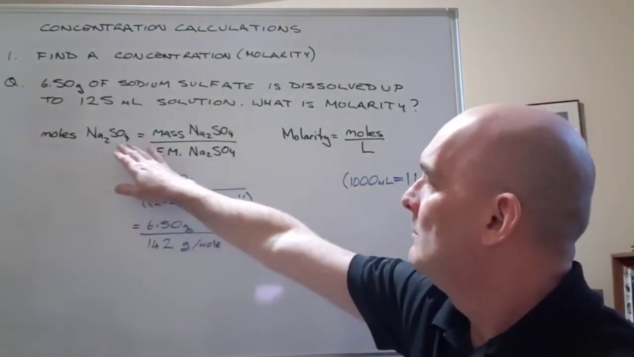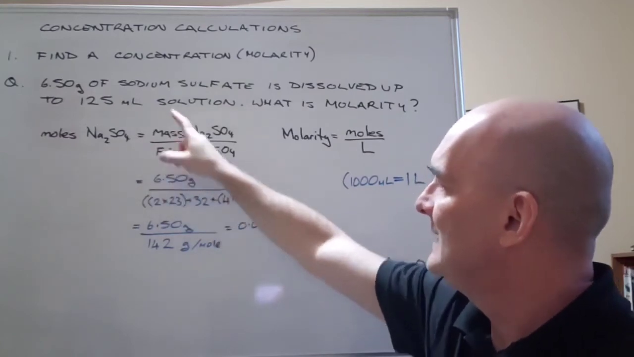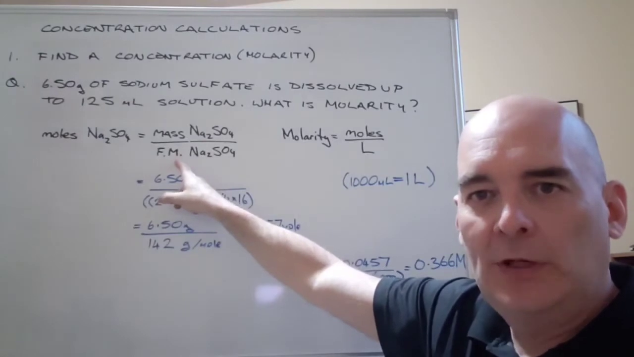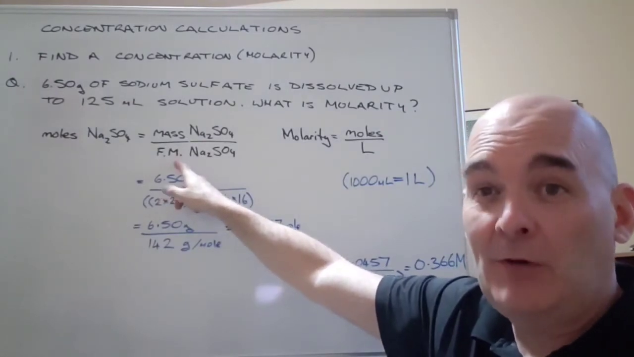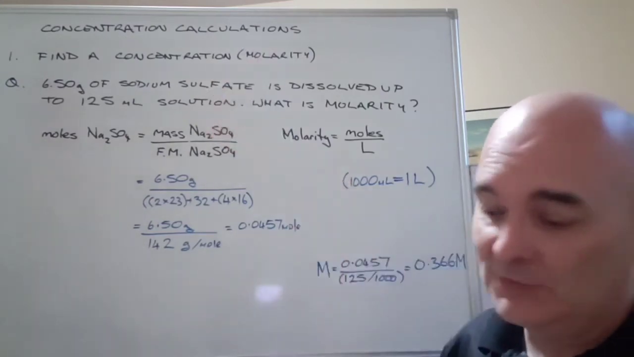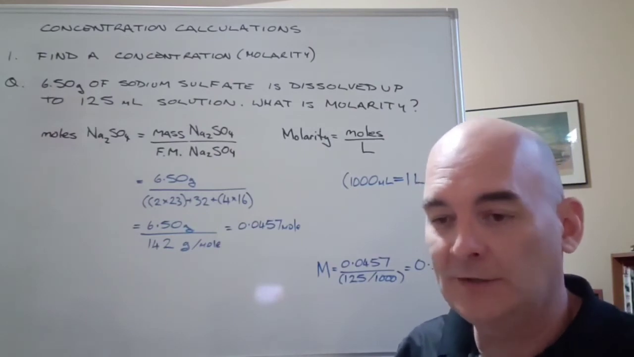Okay, so moles is mass divided by formula mass. The mass is in the question. The formula mass of sodium sulfate is something we have to figure out. And we have to figure it out all the way back from the formula, because all it says in the question is sodium sulfate. Here's where you would start.